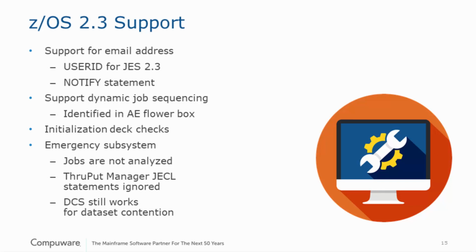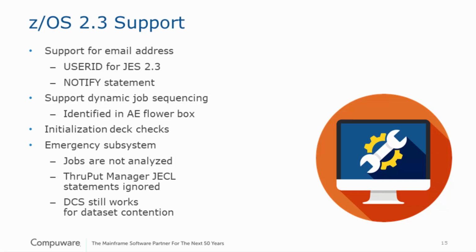IBM also introduced support for dynamic job sequencing. And that is essentially the before, after, and it can be done with a scheduled JECL statement. ThruPut Manager version 7 customers have had access to job chaining services included, and that provides before, after, and with support. So we've had that for some time. IBM is introducing it today, and the two are independent functions.